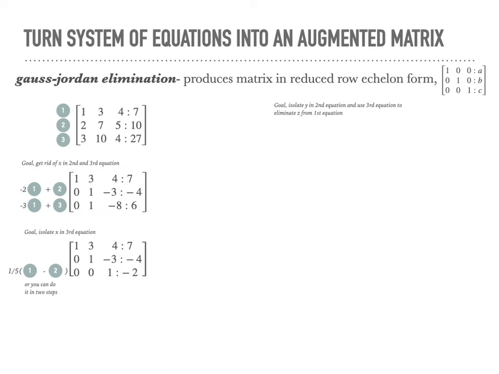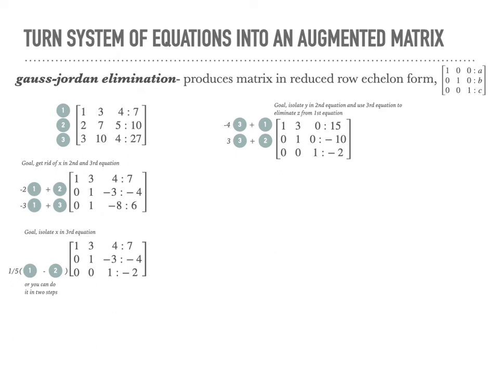So let's say our goal is to isolate y in the second equation and use the third equation to eliminate z from the first equation. So in order to eliminate z from the first equation, all we have to do is multiply 3 by equation 3 and add that to equation 2. Now this works because when multiplying equation 3 by 3, now we have 0, 0, 3, colon, negative 6, right, from the previous matrix with the row operations. And by adding that to equation 2, essentially what we're doing is we're eliminating the z value from equation 2, so now it's just 0, 1, 0, colon, negative 10.